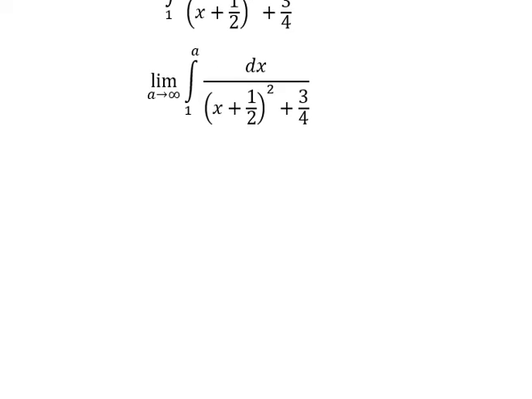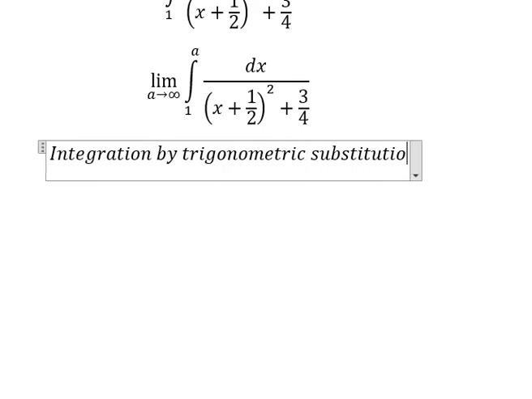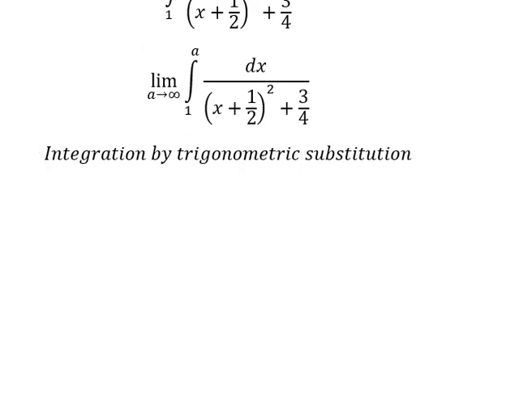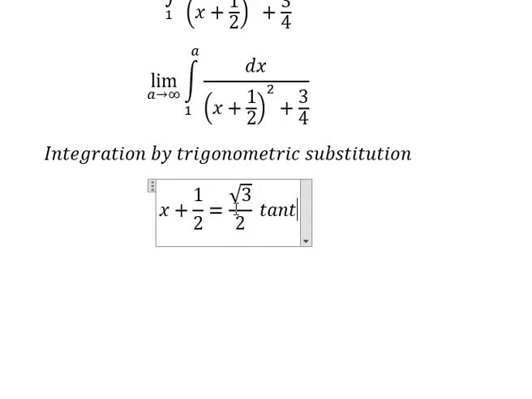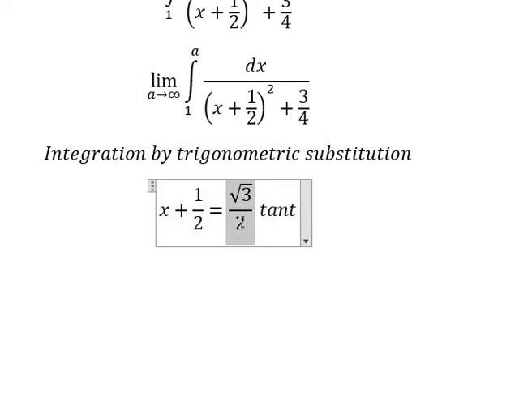Next, we can use integration by trigonometric substitution. So I will put x plus 1 over 2 equals the square root of 3 over 2 times t, because if I put this one in here, we have 3 over 4 times t squared, plus 3 over 4, 3 over 4.